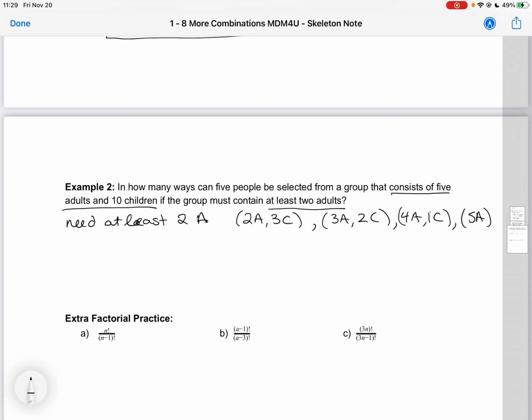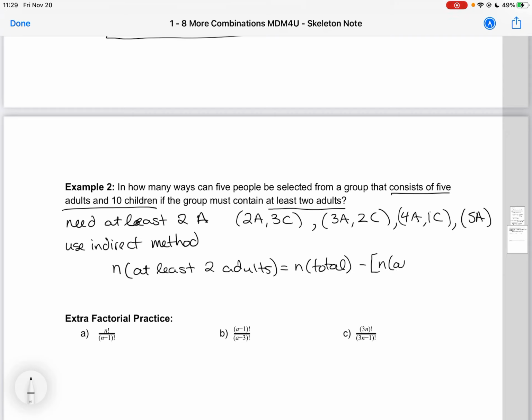So we could add those all up, or we can use the indirect method by subtracting the complement. So here, our group of at least 2 adults would be equal to our total number of groups, subtract the number of groups with all children, and the number of groups with 1 adult and 4 children.